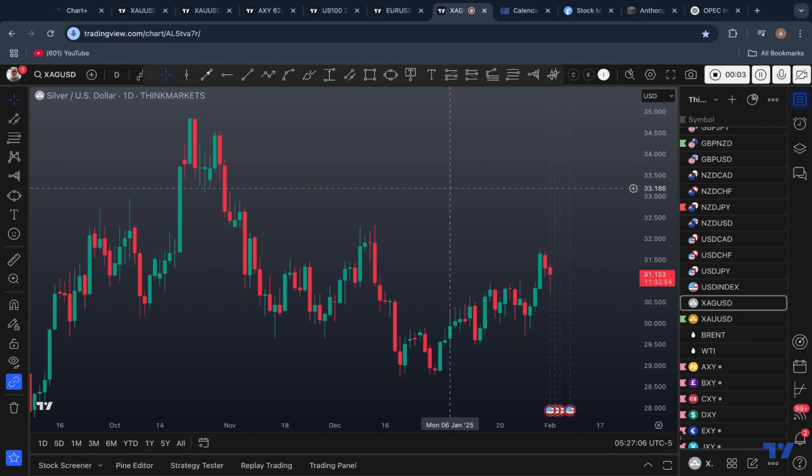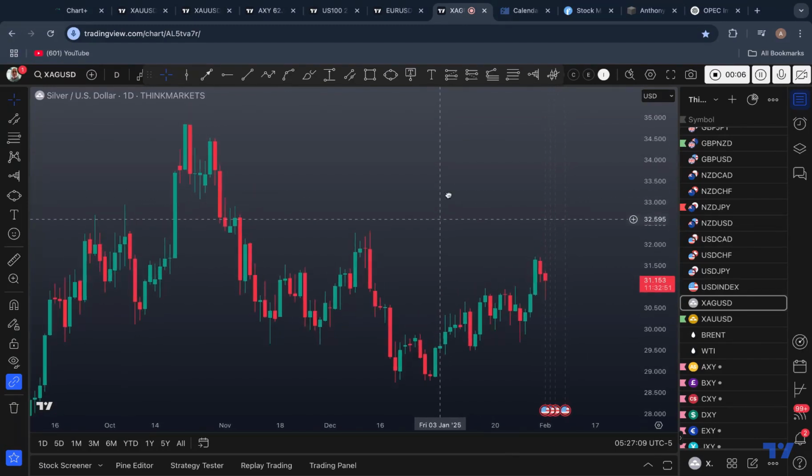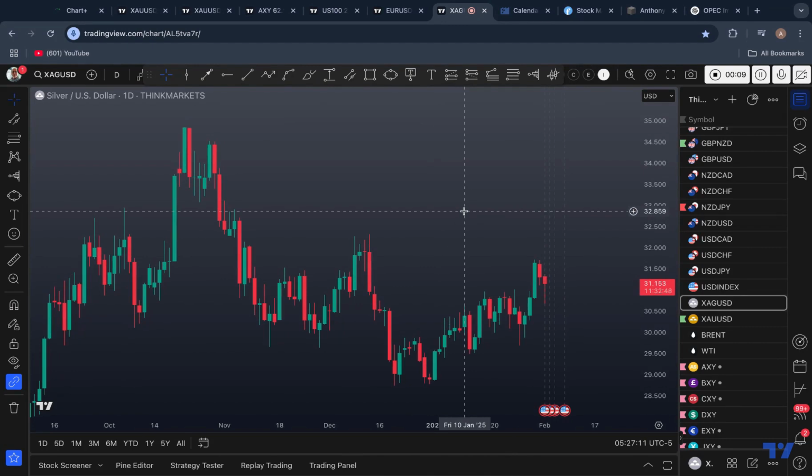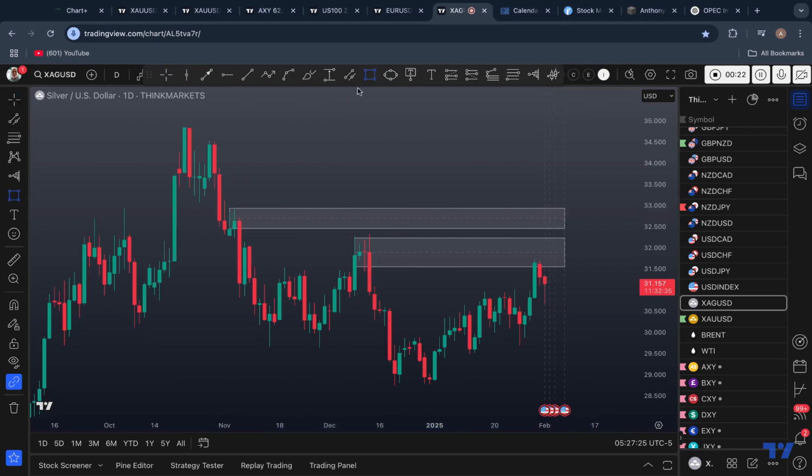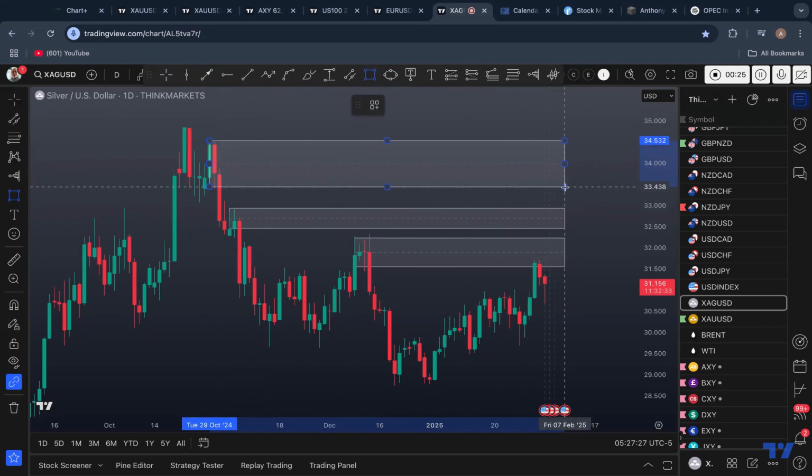Traders, we're looking at silver at the moment on the daily time frame. The thing about this is, we're in this really nice bullish trend, but it's trading up into this distribution level here. So we've got that, and we have this one over here. So these levels are big resistance levels, basically.